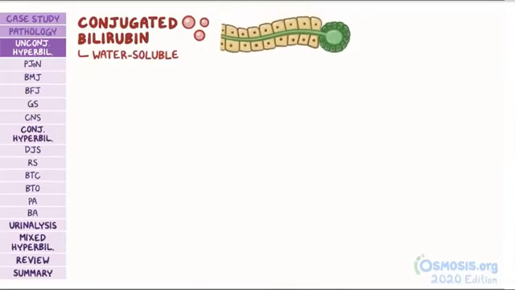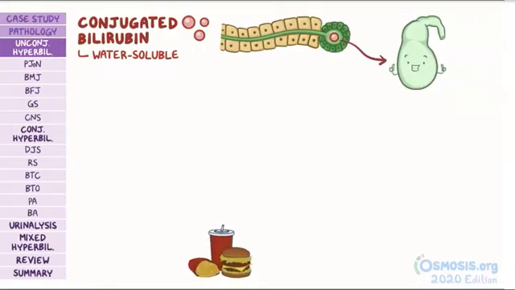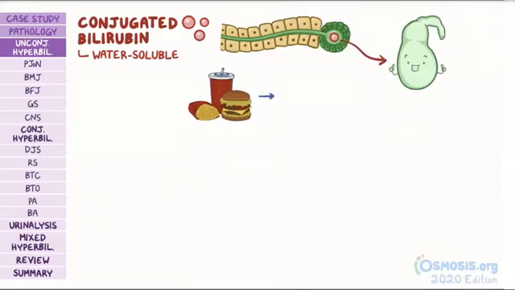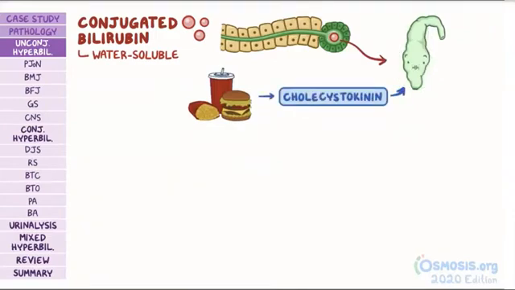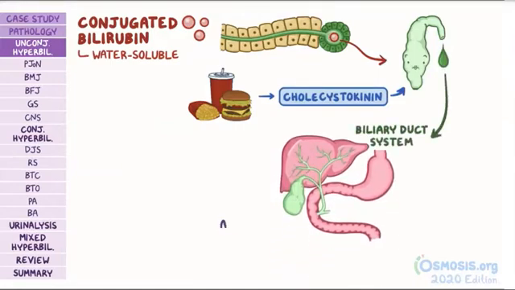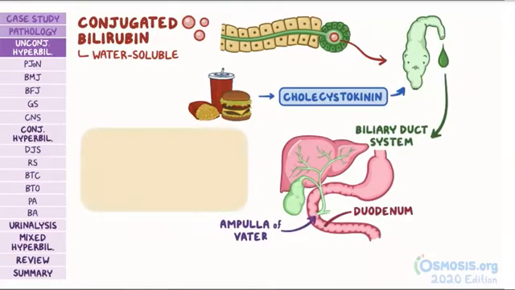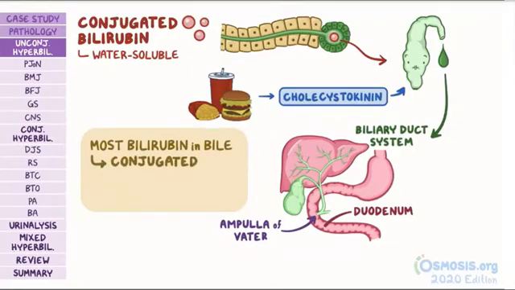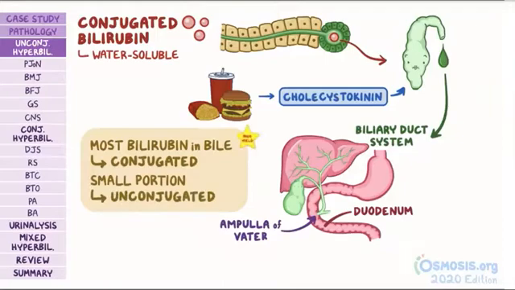So this form is secreted into the bile canaliculi, further drains into the bile ducts, and eventually into the gallbladder. Now, after a fatty meal, cholecystokinin causes contraction of the gallbladder, which squeezes out the bile into the biliary duct system and further through the ampulla of Vater into the duodenum. It's important to note that most of the bilirubin found in bile is in the form of conjugated bilirubin, but a small portion consists of unconjugated bilirubin.